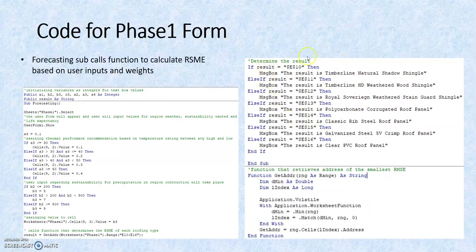We also have a message box to show the user what is the best option. This is a function we created to get the result strings, which is in here. And here's a function that we use to get the address of the result, and then we call our message box with that.